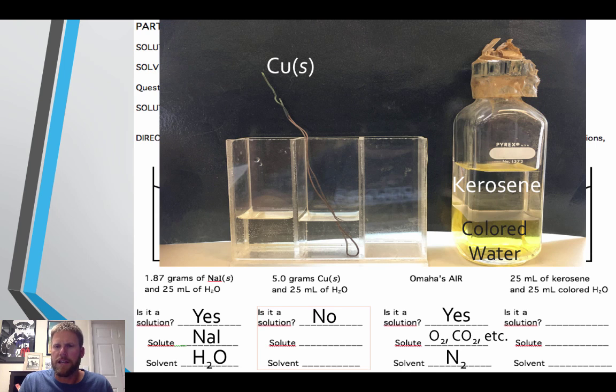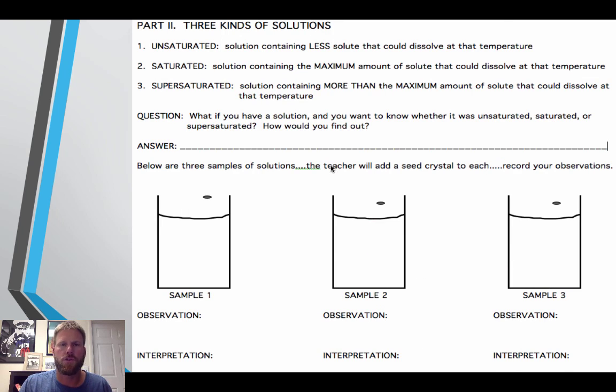In our bottle containing kerosene and colored water, it is not a homogeneous mixture. You can see the separate parts. So this is not a solution. There is no solute, there is no solvent because the kerosene and the water do not mix. So let's get into some specifics about solutions. There are 3 different types of solutions. It's unsaturated, saturated, and supersaturated solution.